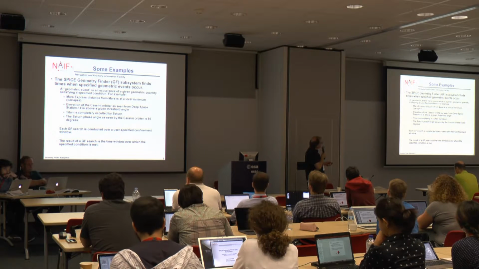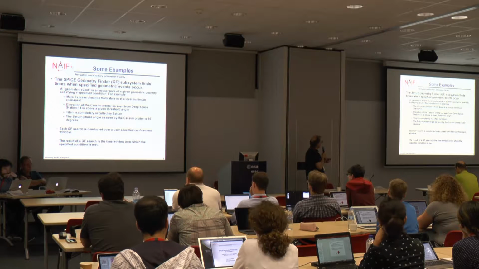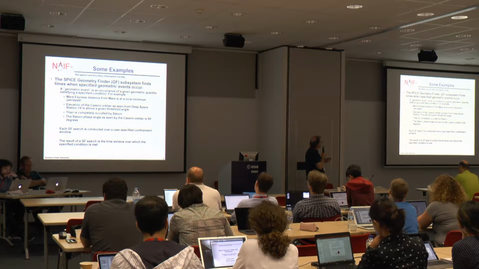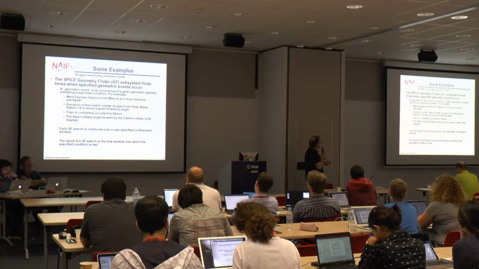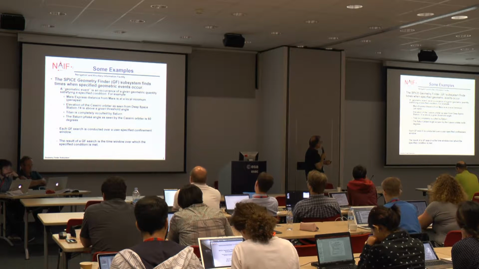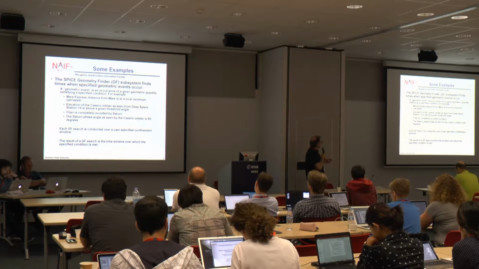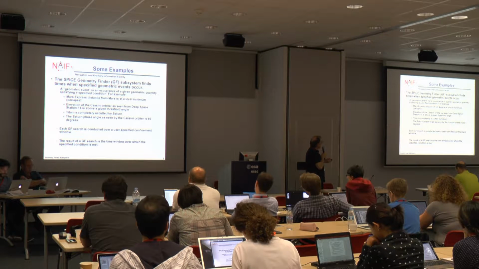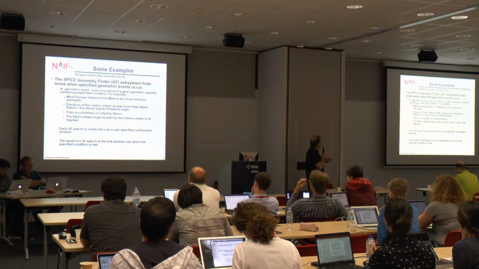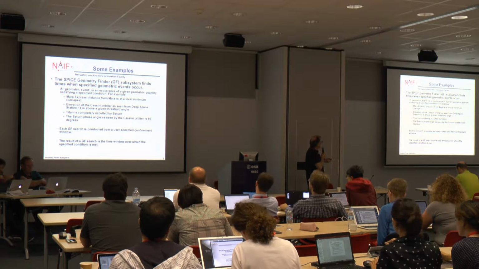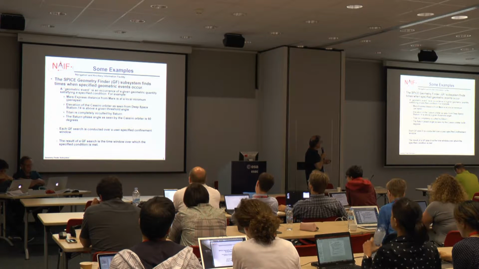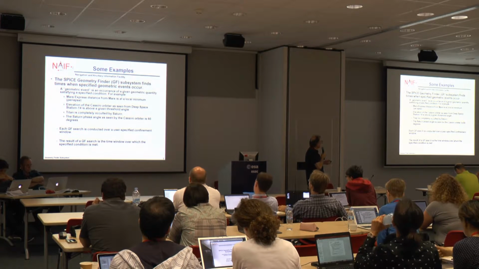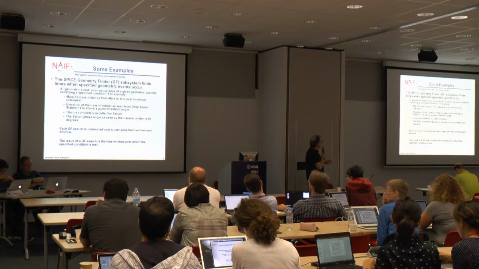The geometry finder subsystem finds times when specified geometric events occur. A geometric event is an occurrence of a given geometric quantity satisfying a specified condition. For example, Mars Express distance from Mars is at a local minimum. Elevation of the Cassini orbiter seen from Deep Space Station 14 is above a given threshold angle. Titan is completely occulted by Saturn. The Saturn phase angle as seen by the Cassini orbiter is 60 degrees.